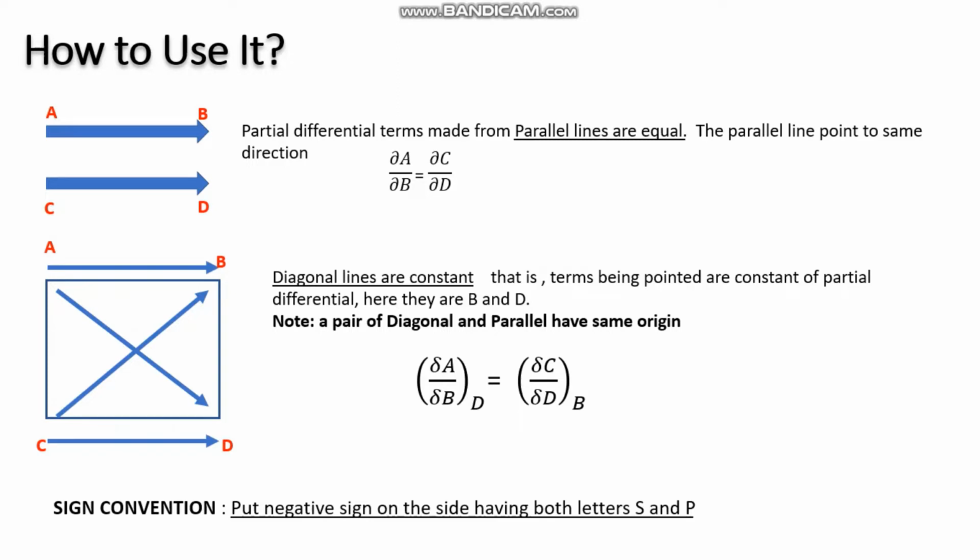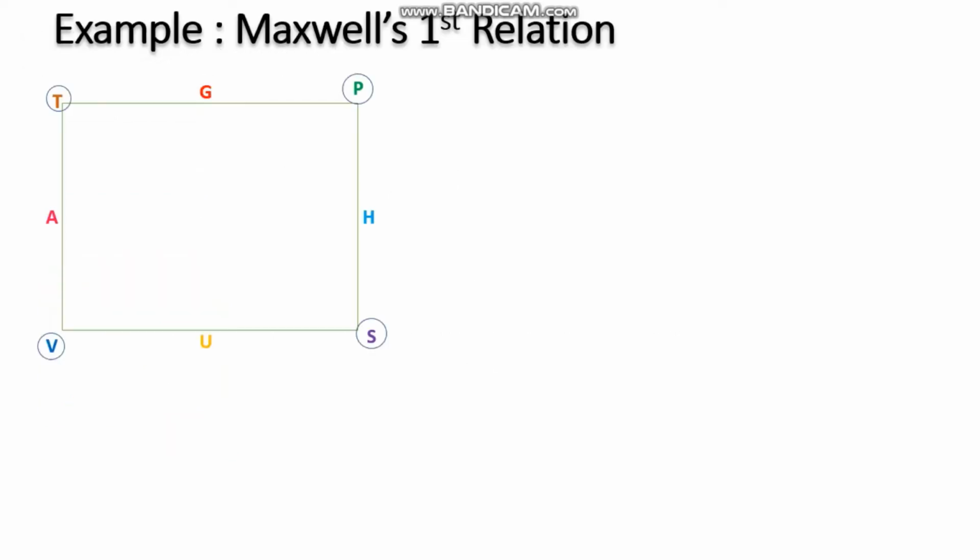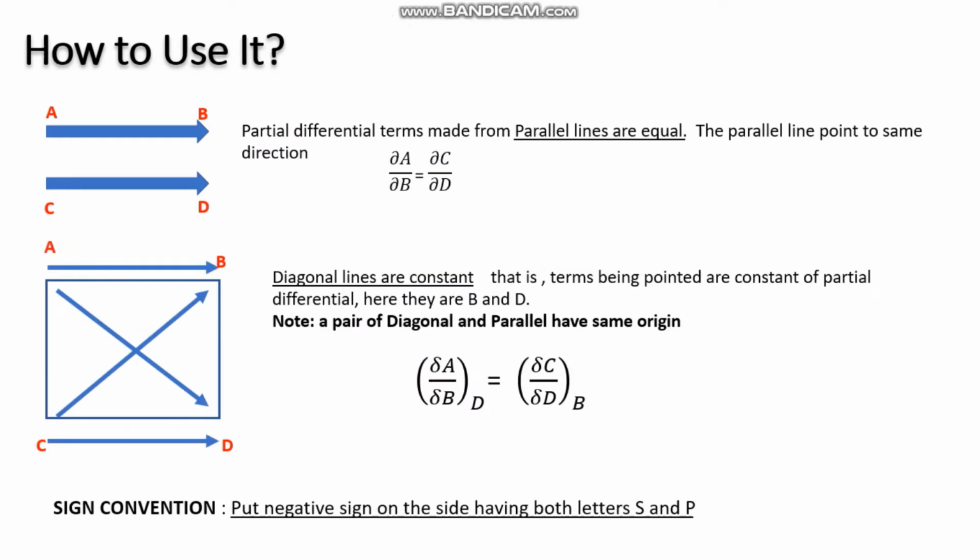Here they are B and D, and denote a pair of diagonal and parallel having the same origin. Continuing our example, it becomes del A by del B with constant D is equal to del C by del D with constant B. There is also a sign convention. Put a negative sign on the side having both letters S and P. Let's start applying it to Maxwell's equations, shall we?